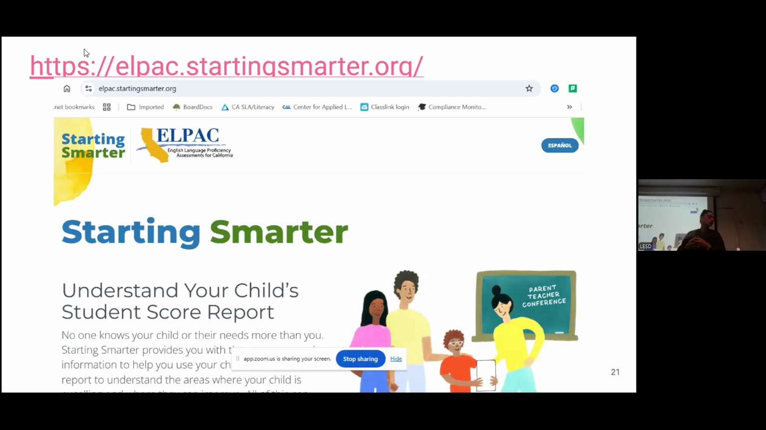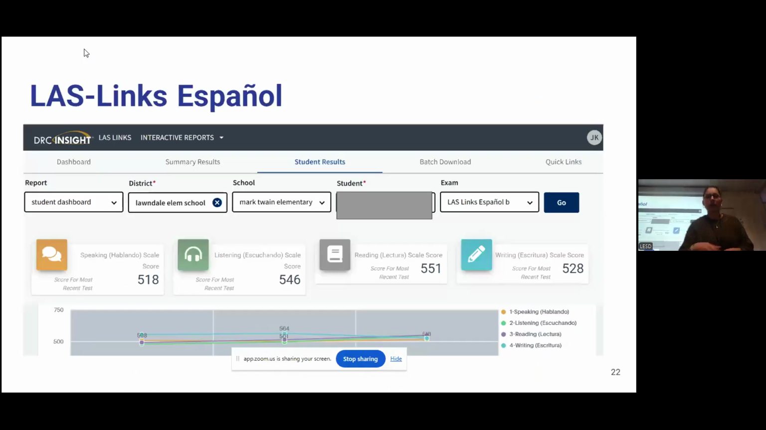There are a lot of resources available there. That's pretty much it as far as visiting this. If you have questions about the report, you can always contact your teacher or your site ELERT, and we can help walk you through what that report means. And then this one, so let's see here. Is this a score report?